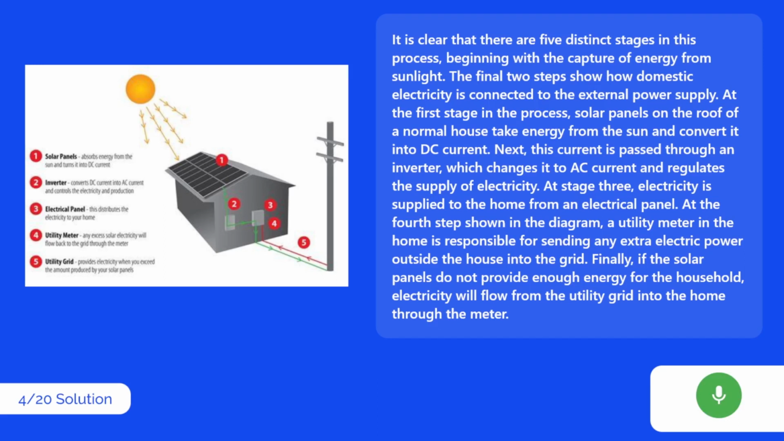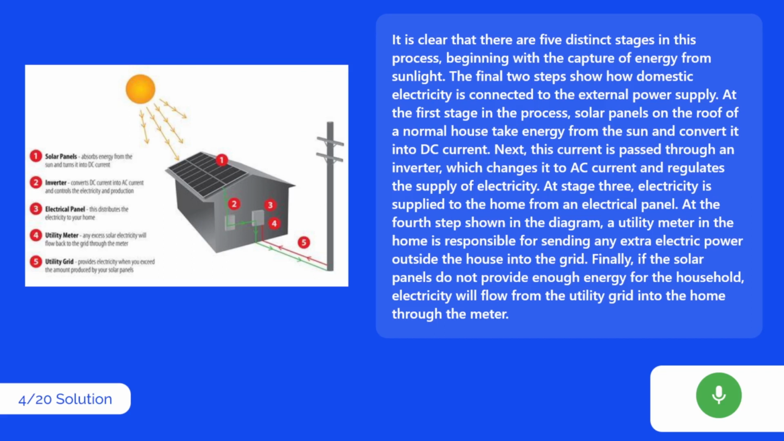It is clear that there are 5 distinct stages in this process, beginning with the capture of energy from sunlight. The final 2 steps show how domestic electricity is connected to the external power supply. At the first stage in the process, solar panels on the roof of a normal house take energy from the sun and convert it into DC current. Next, this current is passed through an inverter, which changes it to AC current and regulates the supply of electricity.